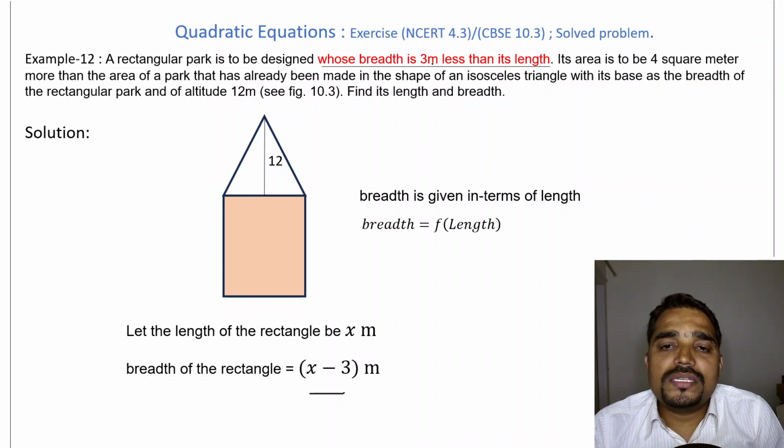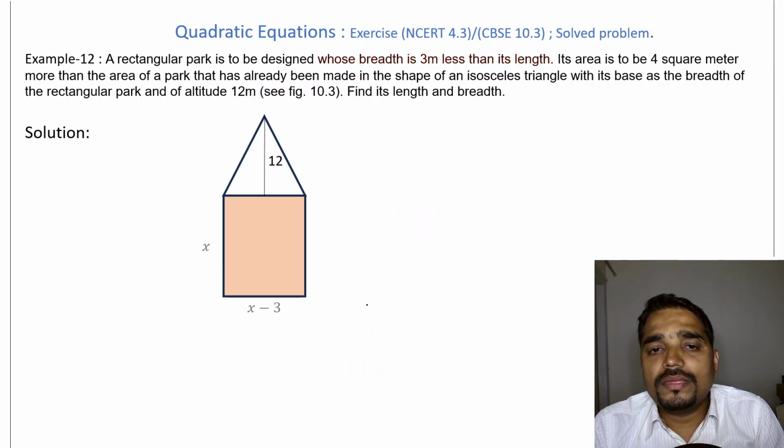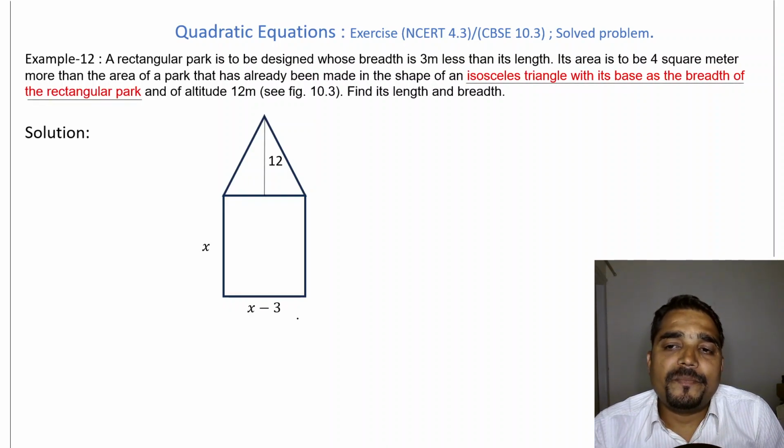How did we get this? Because he says breadth is 3 meters less than its length. Therefore, I have assumed the length of the rectangular park as x meters, by which I am able to find out that the breadth is x minus 3 meters. Also, he says that the isosceles triangle is in such a way that the base of the isosceles triangle is equal to the breadth of the rectangular park. That is, the base of the triangle is equal to x minus 3 meters.